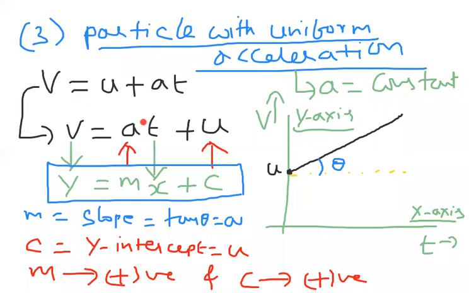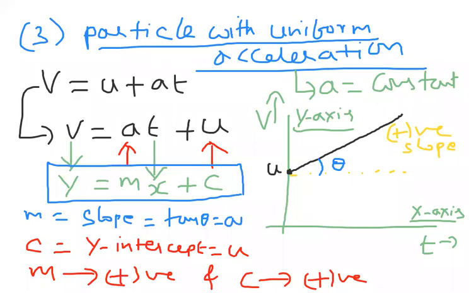Observe, before a there is no need for a sign, it is positive. Before u also a positive sign. So we can write both are positive, and a is constant here. Velocity is taken on the y-axis, time on the x-axis. Since c is a positive value, you have to start from the positive y-axis and draw the graph in this way. The slope is positive like this. Here it is a positive y-intercept and a positive slope.